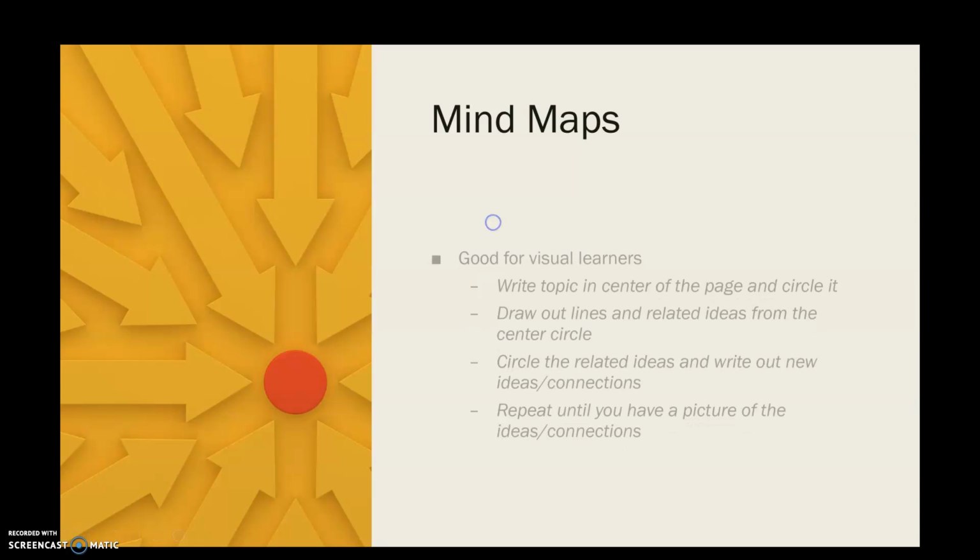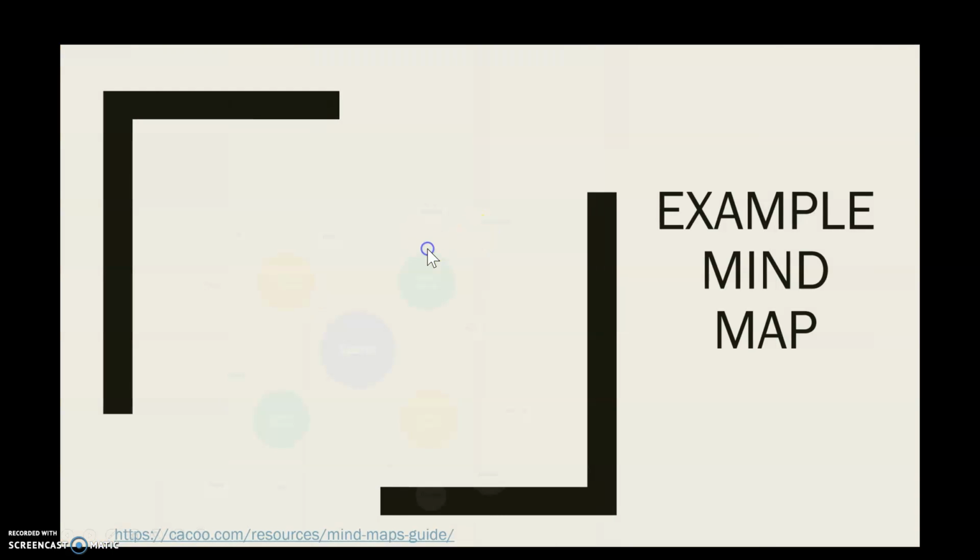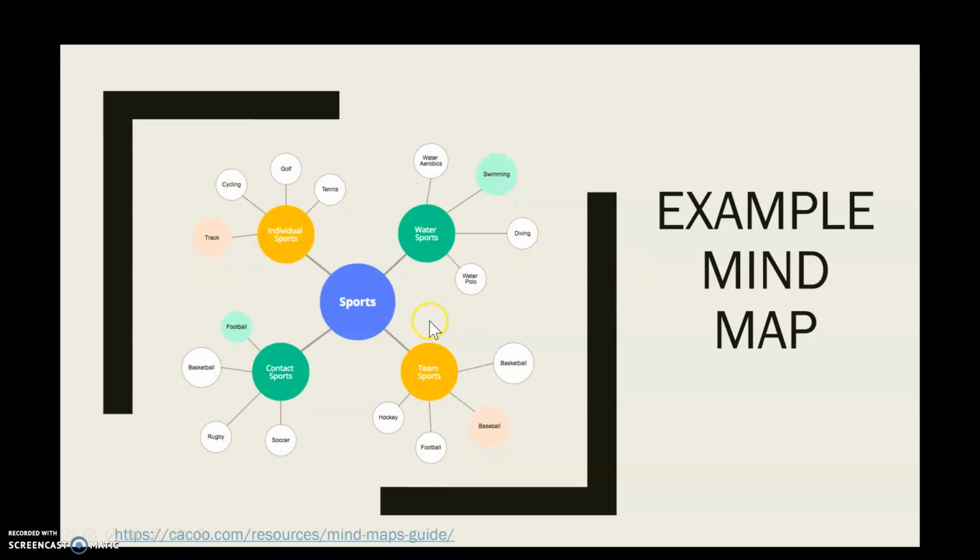Mind maps are my personal least favorite, but I know a lot of visual learners like them. That's when you write the topic in the center of the page and circle it, and then you draw out a web of related ideas from the center circle, and then circle the related ideas, and then draw lines from those to create connections, and then repeat until you have a picture of the ideas and the connections. So this is an example mind map related to sports. You can see sports is in the center, and you have water sports, and different kinds of water sports, and then you have individual sports and different kinds of individual sports, contact sports, and team sports.